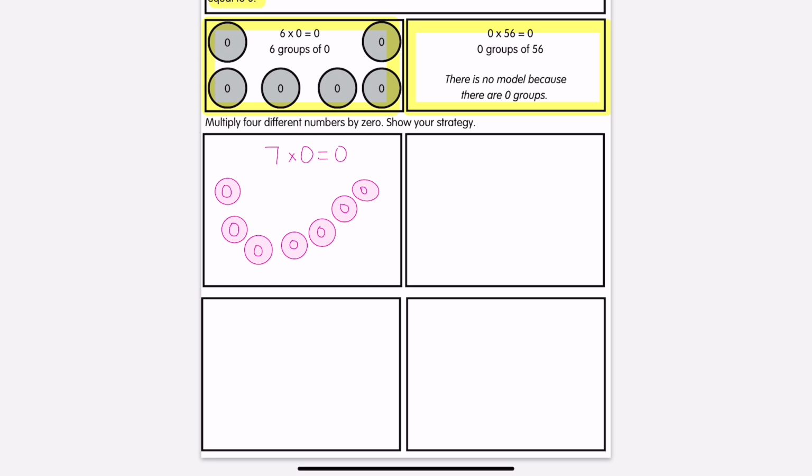Okay, next, let's look at 0 groups of 10. Can I draw a model for this? I can't, because there are 0 groups, and 0 groups cannot be drawn. So I know that if I have 0 groups of 10, I have 0 items. Okay, next let's think of 0 groups of 4,000. Can we draw this model? We can't because there are 0 groups, so we know that 0 groups of 4,000 is the same as 0.